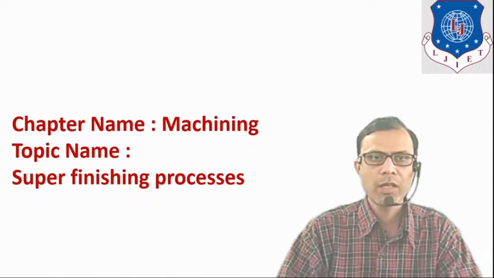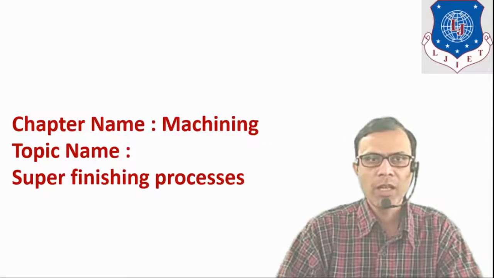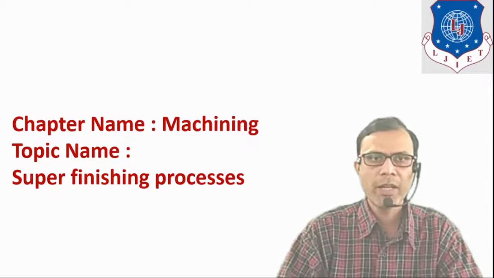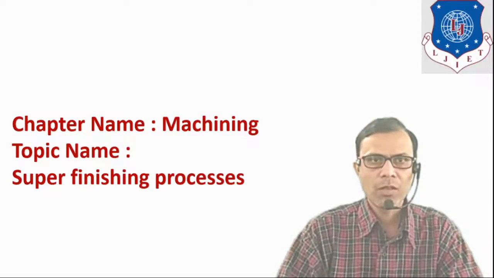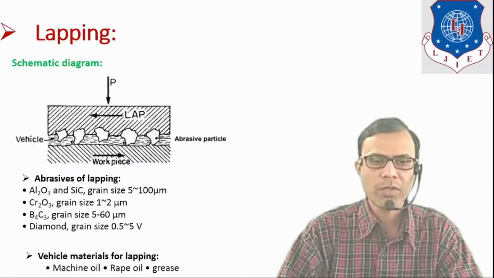In this session, we are going to discuss super finishing processes. Super finishing processes are those in which the material removed is very small in quantity, but a better surface finish can be provided to the workpiece. So we will see different types of super finishing processes.